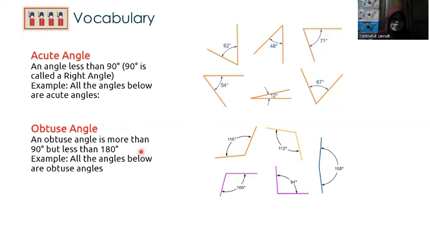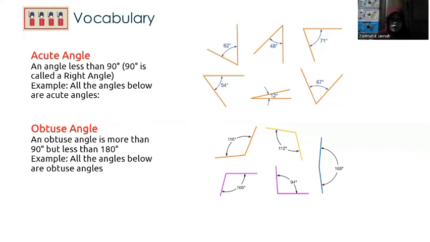Obtuse angle. An obtuse angle is more than 90 degrees but less than 180 degrees. For example, the angles below are obtuse angles: 160 degrees, 112 degrees, 168 degrees, 105 degrees, 94 degrees. This is an obtuse angle. Acute angle is sudut lancip. Obtuse angle is sudut tumpul in bahasa.